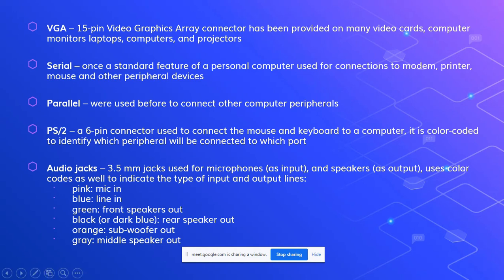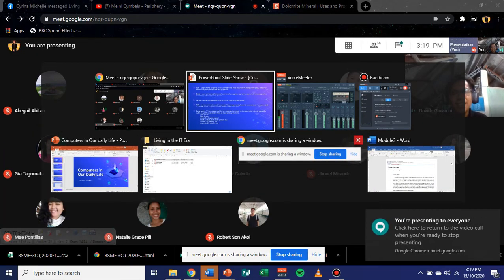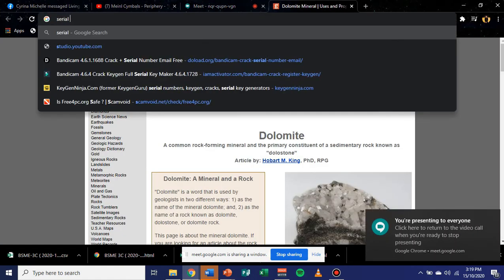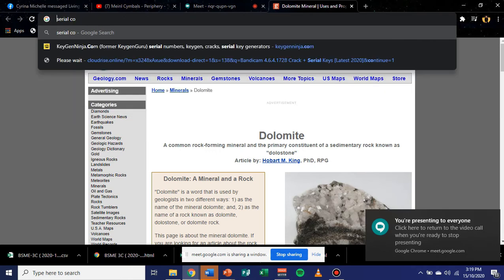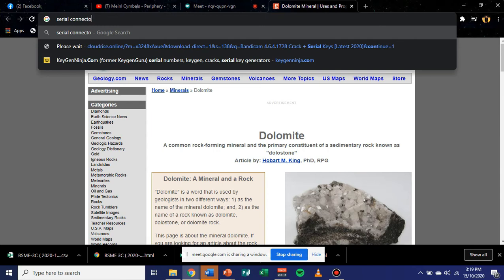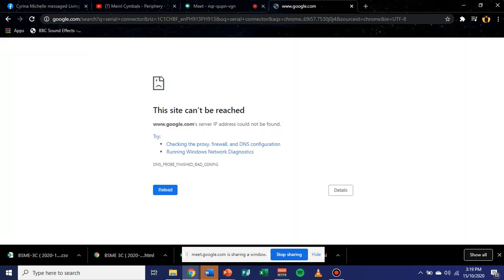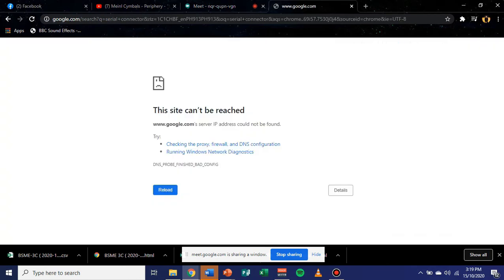Next, we have the serial. Once a standard feature of a personal computer used for connection to modem, printer, mouse, and other peripheral devices. Ang serial is parang, ang style niya, parang external USB port na may wire. Wait, serial connector. Ay, not internet.